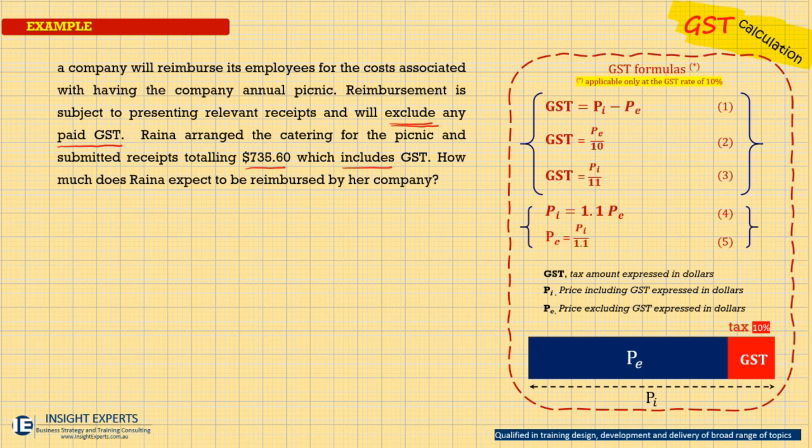So the situation is as follows. The company is happy to pay back for this picnic. However, they will only pay for any amount excluding GST. Now, Rena has receipts which include GST, so she has a job of extracting the GST amount and then submitting the receipt for reimbursement. So what do we have here? This is actually the price including GST.